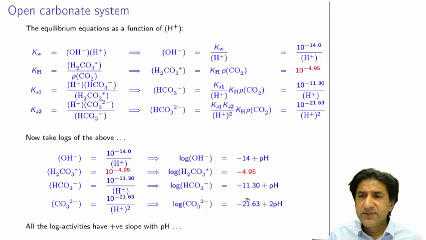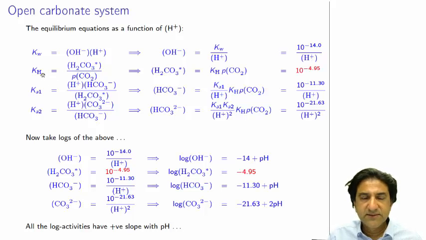Let's look at the equilibrium equations now. Here they are, a little bit long, but here are the constants that we have. Kw, product of the two activities, which means that the OH concentration is Kw on H plus. And here we have an expression for that, 10 to the minus 14 on H plus.